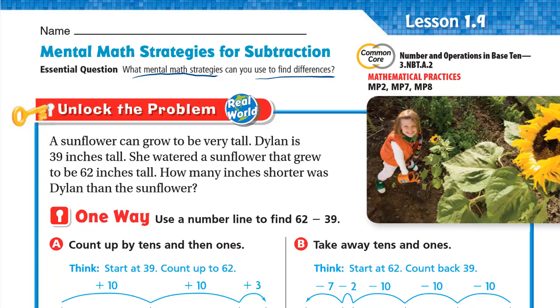Okay, so let's unlock the problem. A sunflower can grow to be very tall. Dylan is 39 inches tall. She ordered a sunflower that grew to be 62 inches tall. How many inches shorter was Dylan than the sunflower? Okay, so Dylan is shorter than the sunflower, as you can see in that picture.